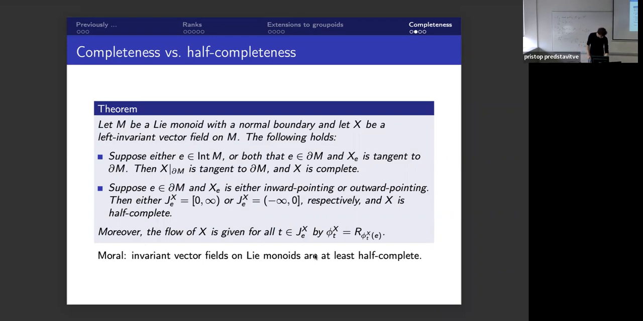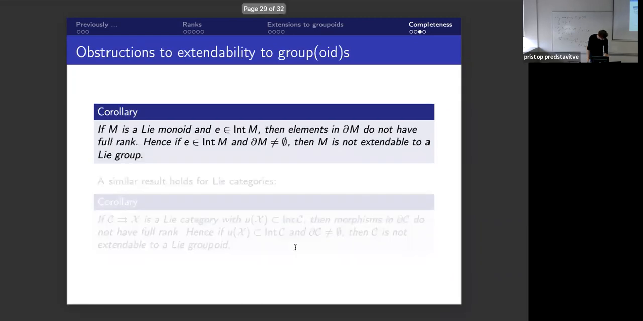And I would say two interesting corollaries of this result are the following. If you have a Lie monoid and you have the unit lying in the interior, then the elements in the boundary cannot have full rank. So, this is a simple corollary of the previous results. If we have the unit lying in the interior and the boundary is non-empty, then our monoid is not going to be extendable to a Lie group.